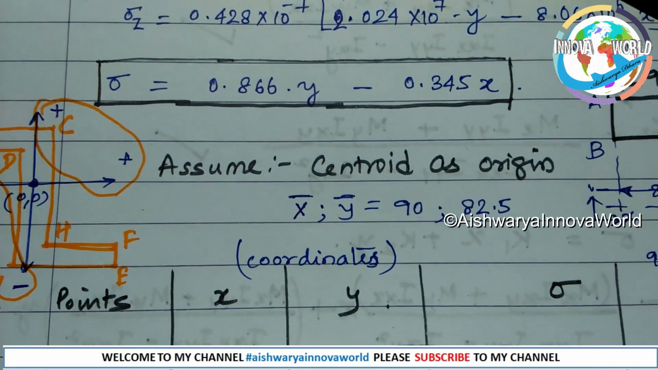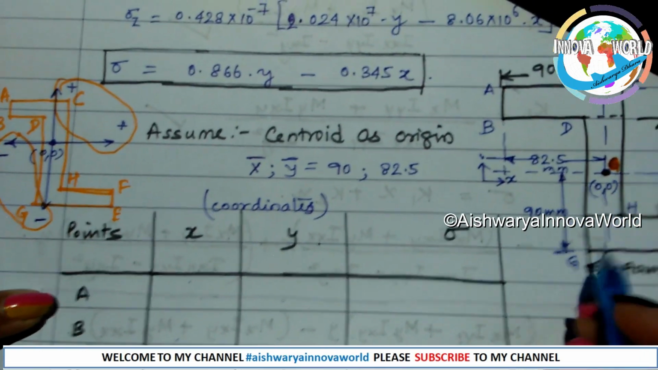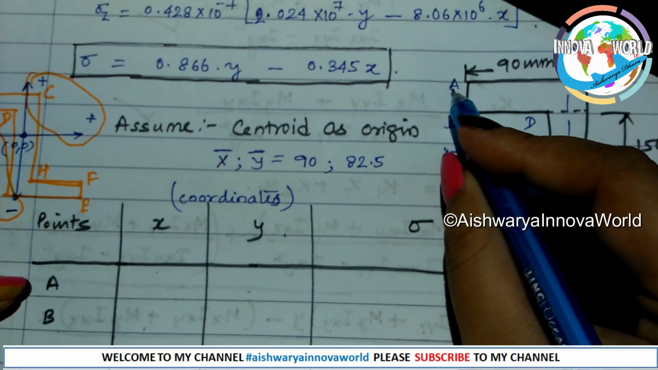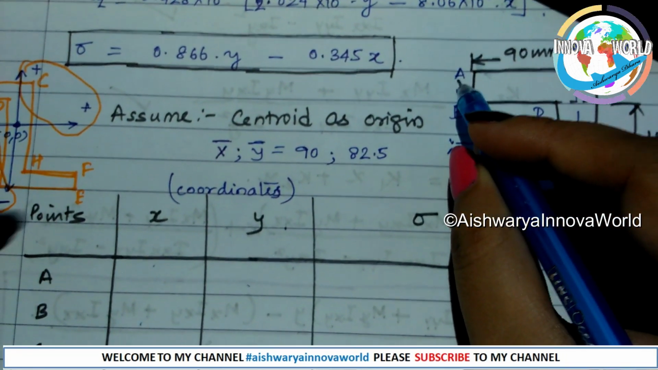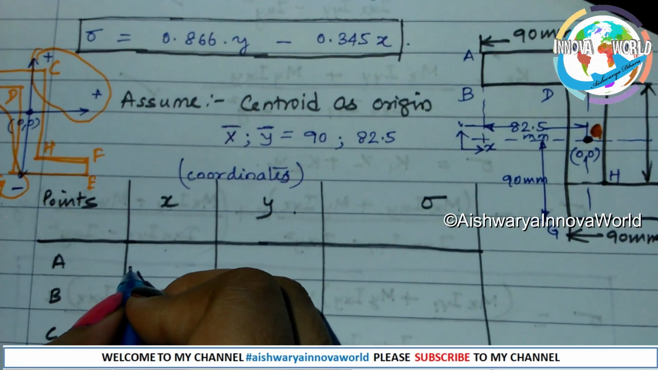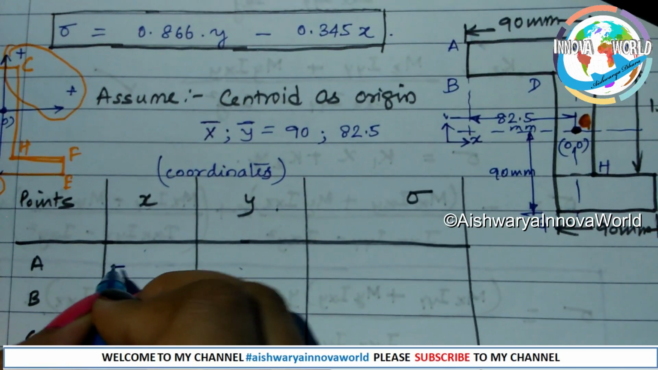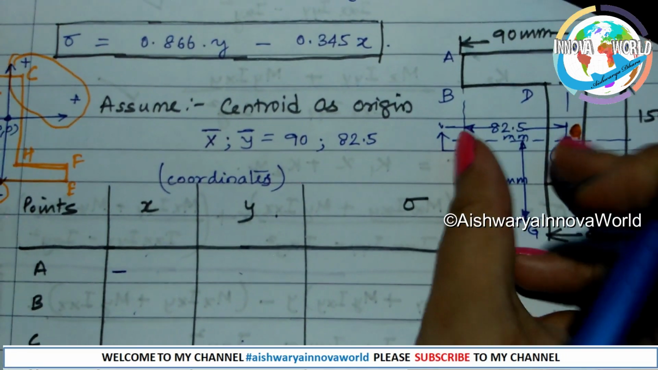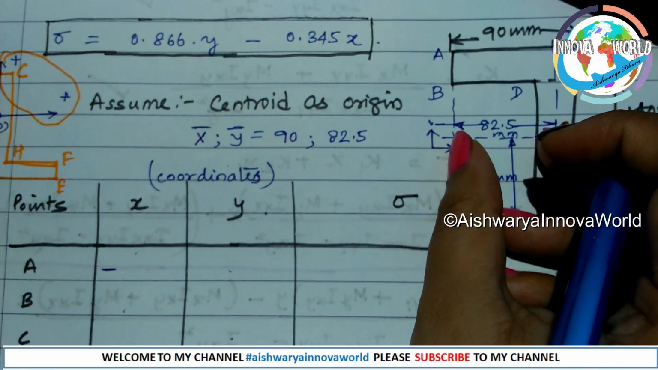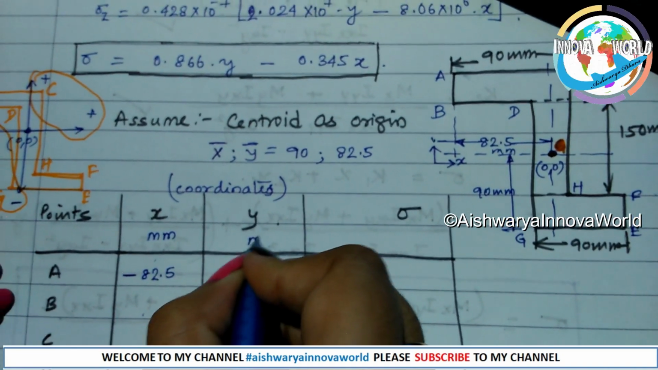Now let me solve this. First we have point A. See point A in this figure. This is our coordinate point. Where is it located? It is located on the left hand side. So what will our X value be? The X direction is negative, so it will be minus. What is the distance? The distance is 82.5, so minus 82.5. Please mention the units here.